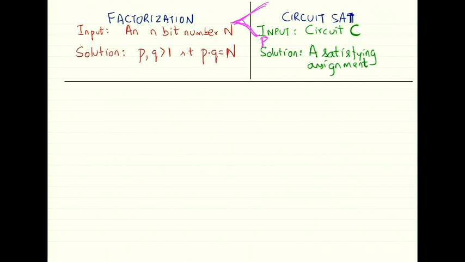All right, so we have to construct a reduction. By reduction, what we mean is, let me draw a black box. So this is a black box that is an algorithm for circuit SAT.